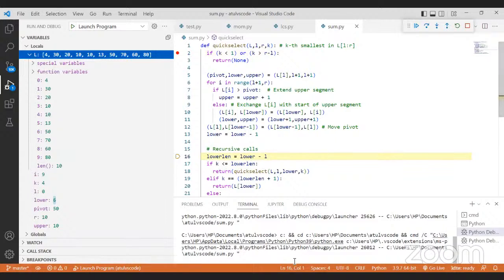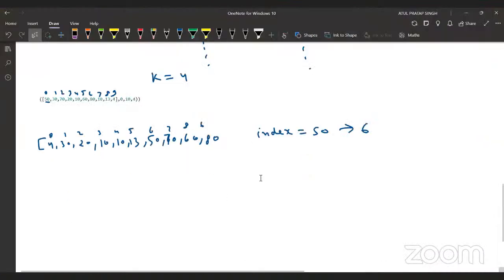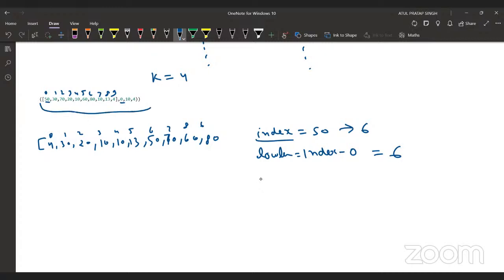Lower len equal to index minus L. So here actually we are just finding out the index from the 0th position. From the 0th position means what are the index from the 0th position. So lower len equal to index minus L. So L is initially 0. So 0, it will become a 6. That means this is the index of this list after the sorting.